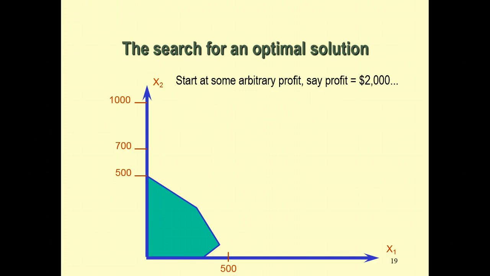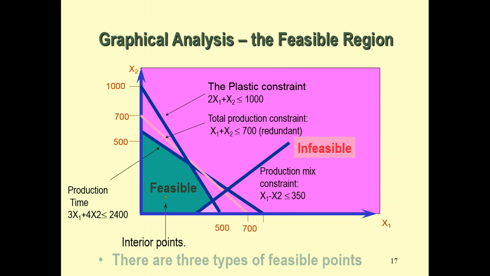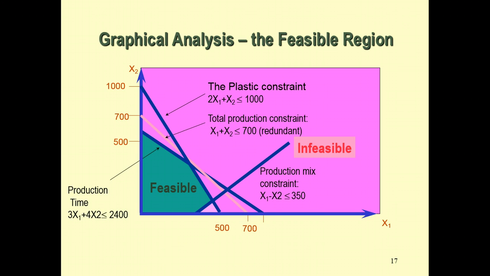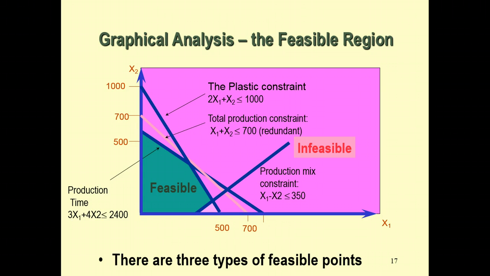Now, I'm going to go back here, and I think this might make more sense after we've seen that. There are three types, and this is good for a multiple choice question. There are three types of feasible points. And the first type is what's called interior points. Interior points are on the inside of the feasible region. And interior points are never an optimal solution.